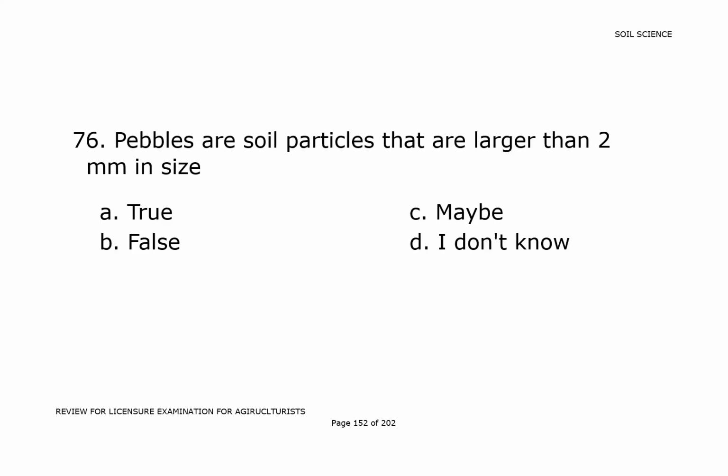The answer is true. Number 76. Pebbles are soil particles that are larger than 2 mm in size. A. True. B. False. C. Maybe. D. I don't know.